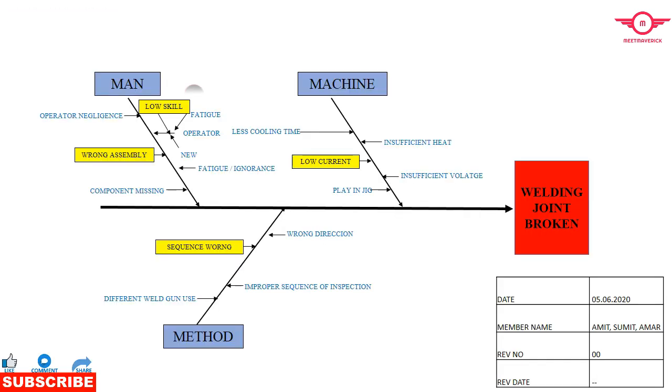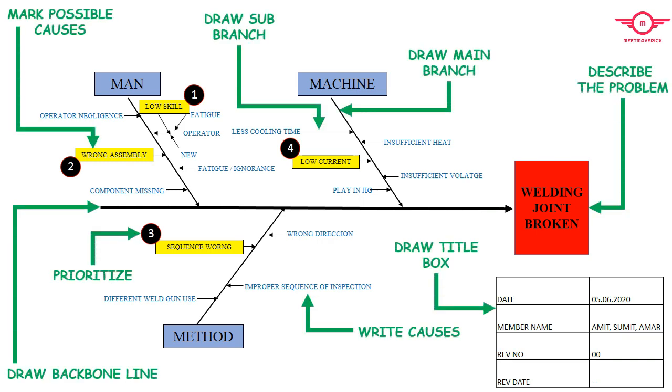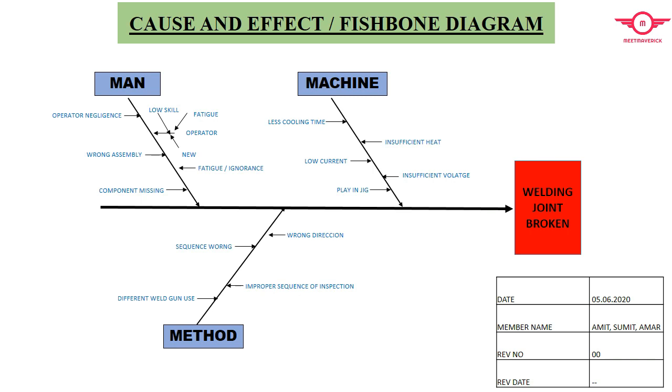Now after marking all the root causes, do more brainstorming for numbering the possible root causes to prioritize them. This is important because it will indicate which root cause may have higher impact and require immediate cause validation. Numbers must be enclosed in a circle next to the possible cause. Now, just a quick go through of all steps. Now your cause and effect diagram or fishbone diagram is ready for further validation.